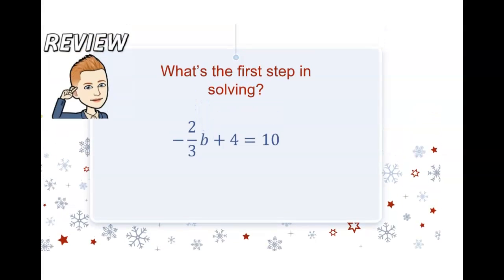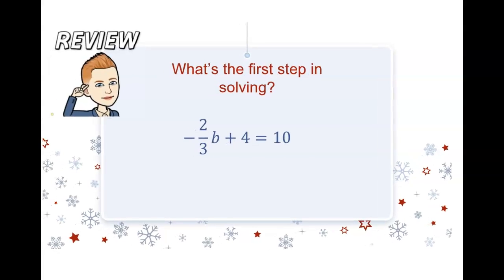And one more review question. What's the first step in solving this? So we have an equation here, not an inequality, but we solve these similarly. Let's see, we circle our variable. We can highlight our other terms on the same side. So what is our first step to solving this?